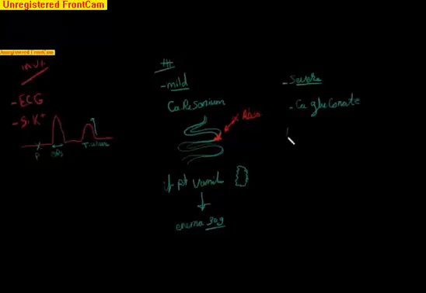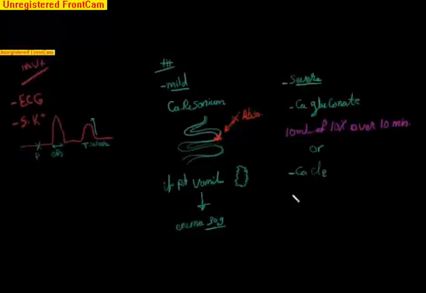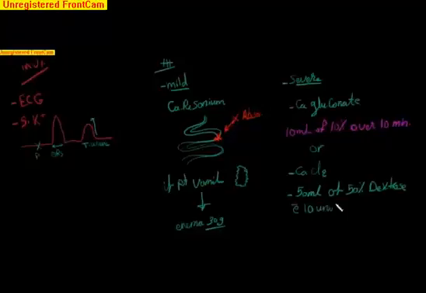In the severe cases, you can give calcium gluconate, and it's called the rule of 10. You give 10 ml of 10% calcium gluconate over 10 minutes. Or you can give the same formula but with calcium chloride. You can even give 50 ml of 50% dextrose with 10 units of insulin. The dextrose is just for prevention of hypoglycemia, so we give it just to prevent it.